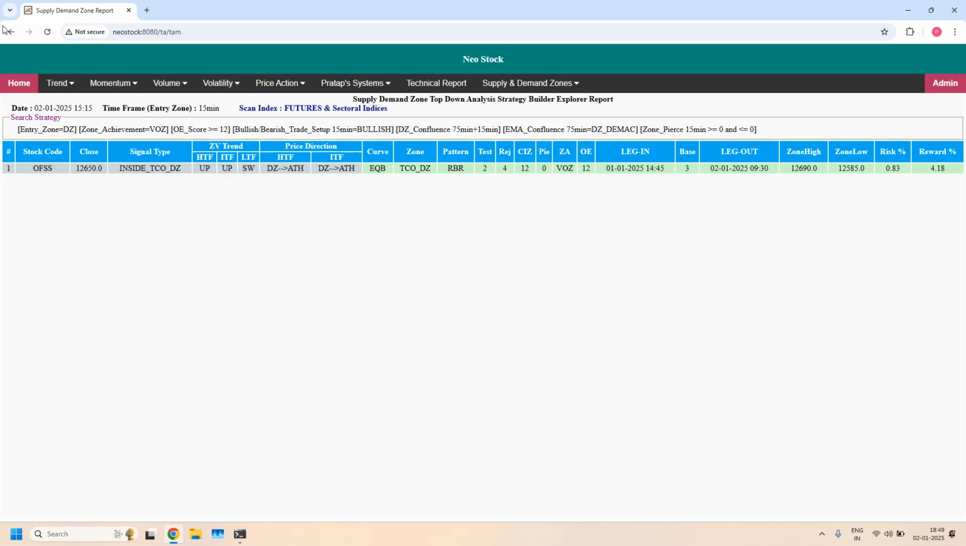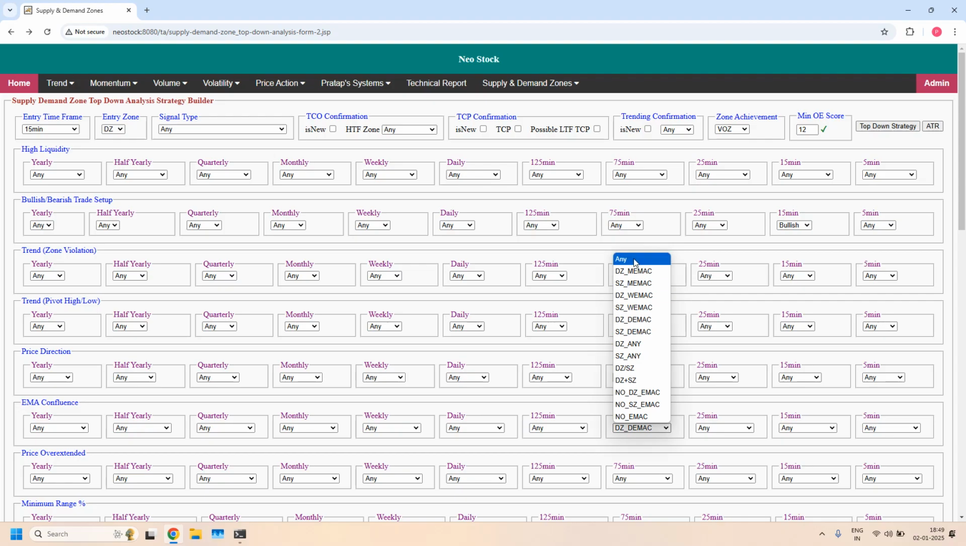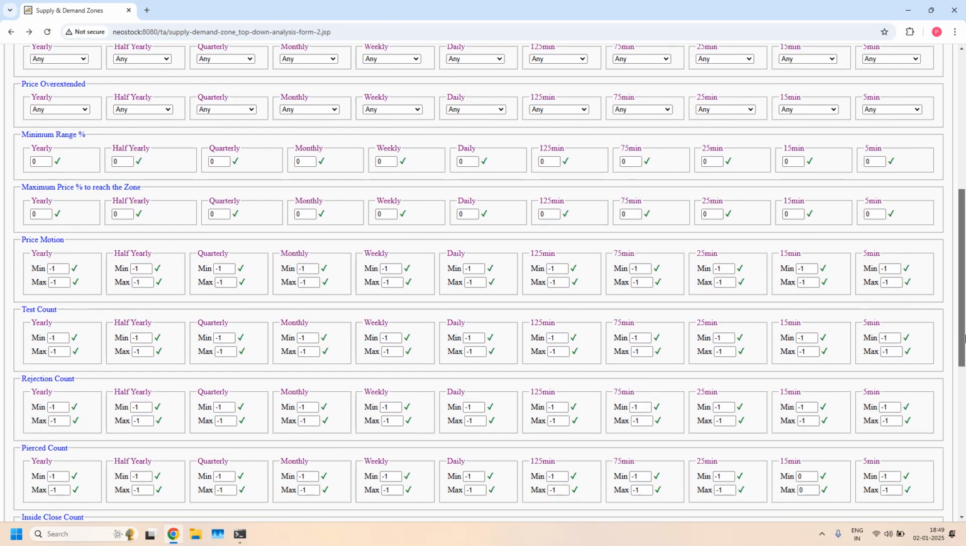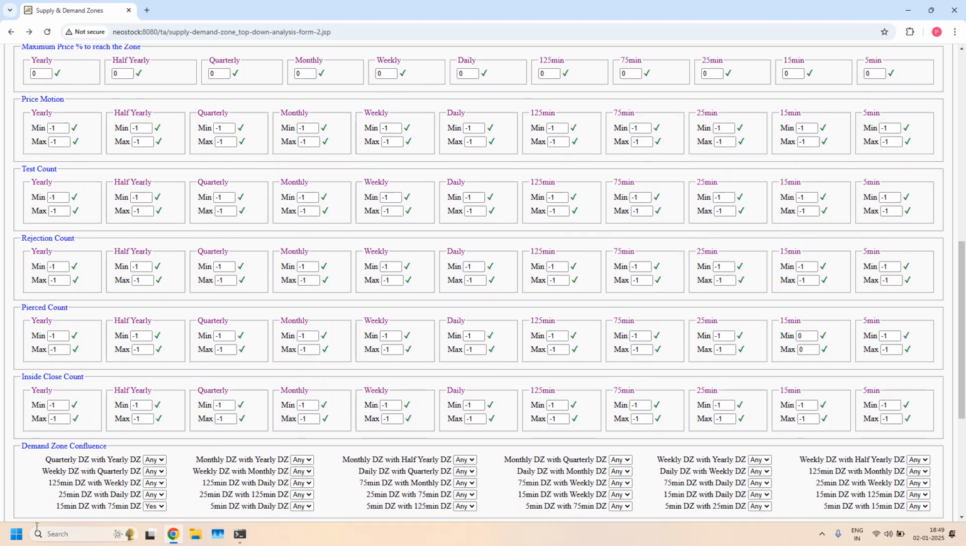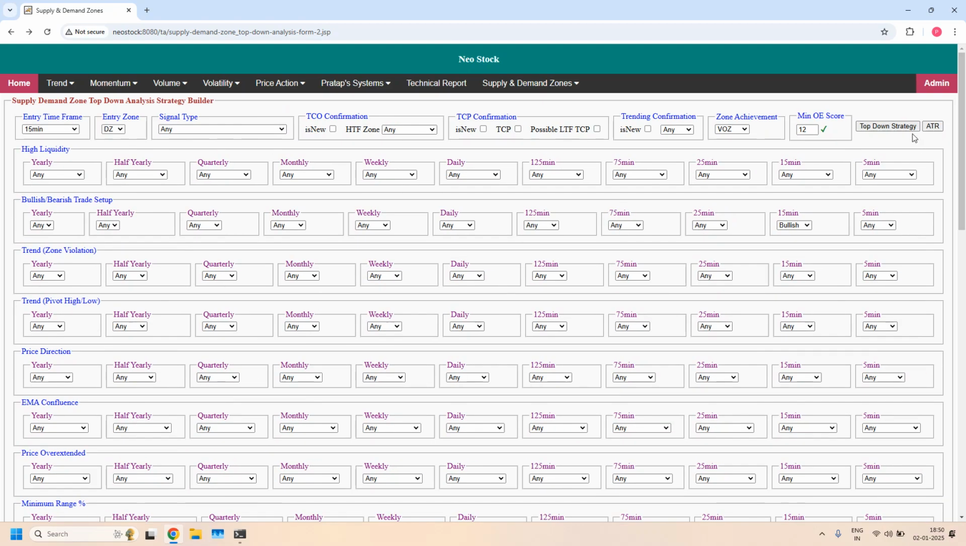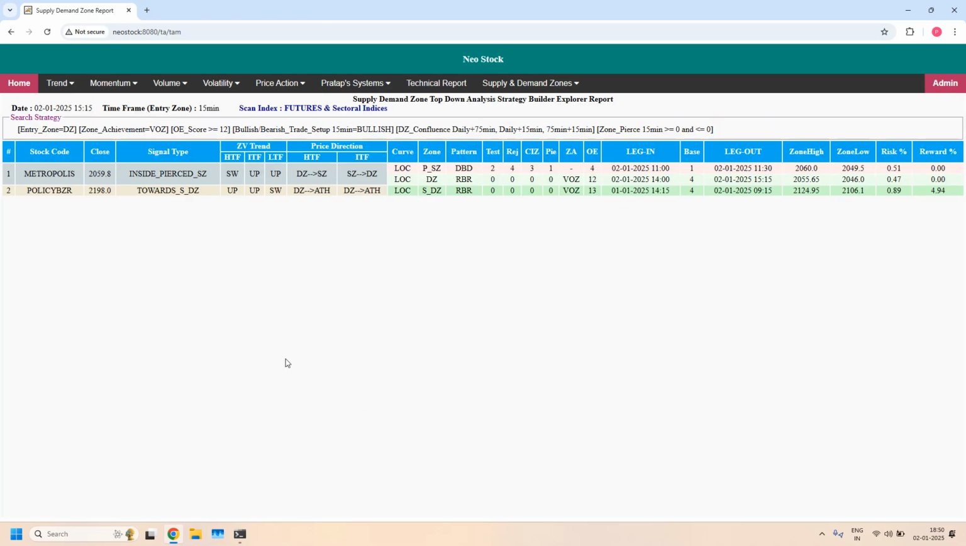LTF, ITF, HTF supply zone, demand zone confluence. So I am removing this EMA filter. In the demand zone confluence, we have to set 3 filters. First filter is already enabled. Second filter, 15 minutes demand zone with daily demand zone confluence. Third filter, 75 minutes demand zone with daily demand zone confluence. With all the 3 filters, we got 2 stocks.